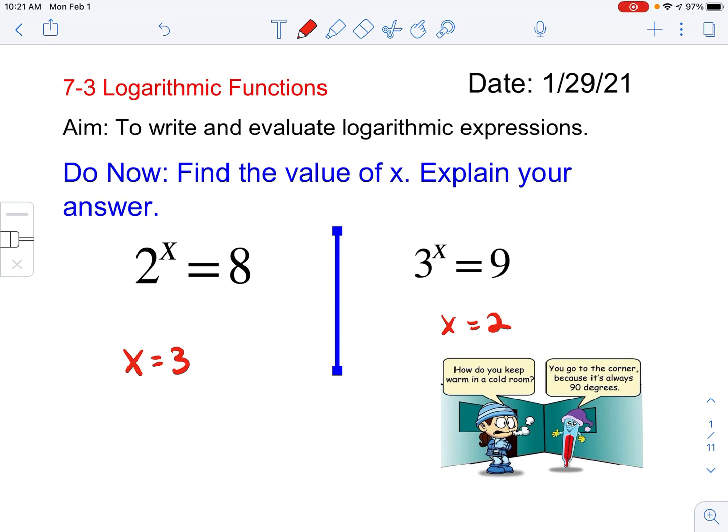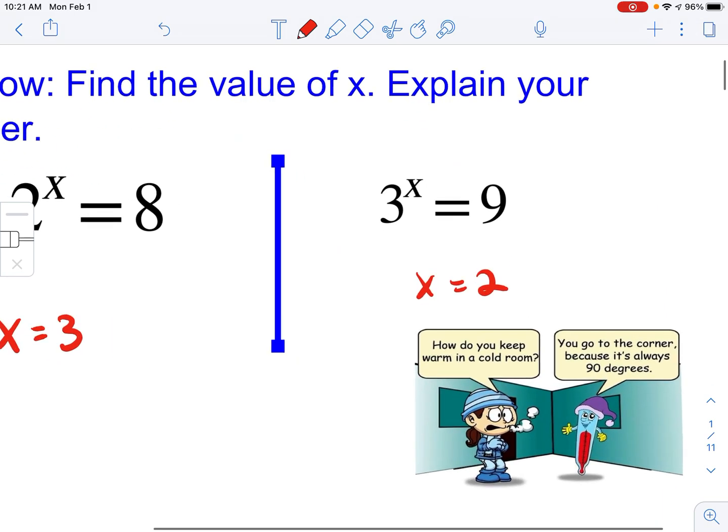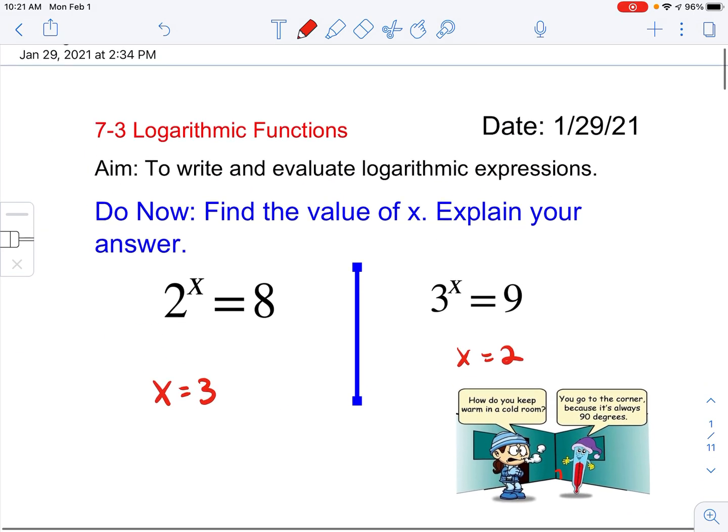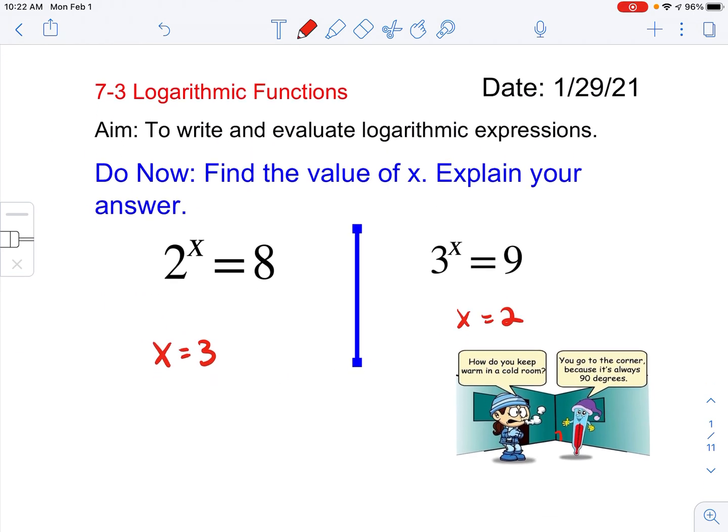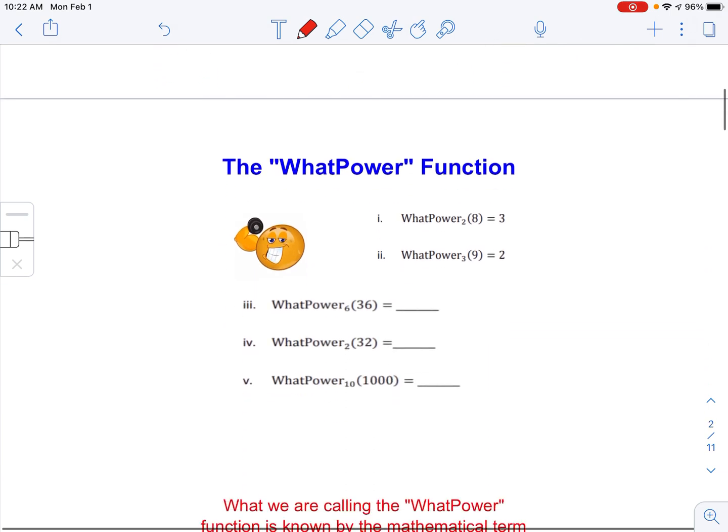And now, when I originally did this question, it was a freezing day out. Today is a snow day. So, a nice cold-themed joke for the day. How do you keep warm in a cold room? Go to the corner because it's always 90 degrees. Get it? Right, a 90-degree angle. All right. Hope that keeps you warm on this snowy day.